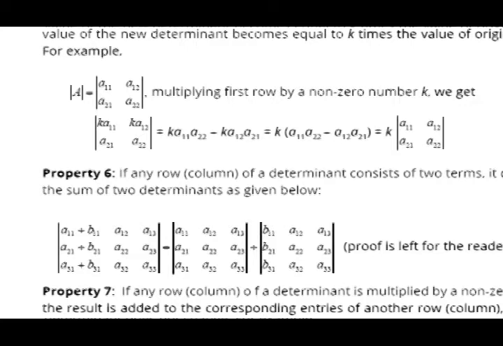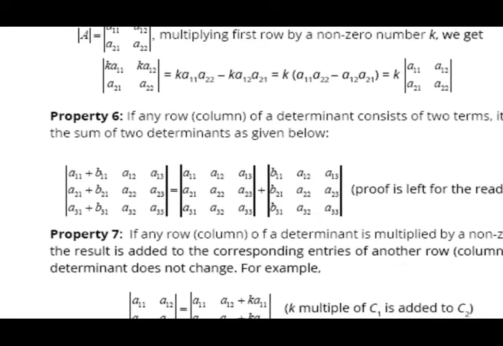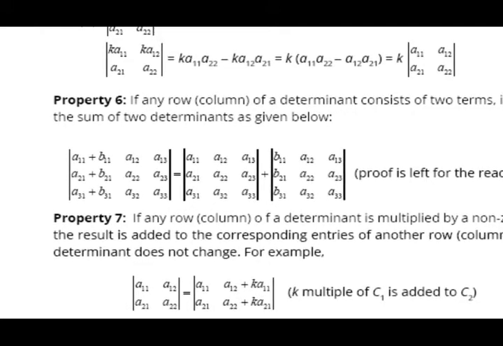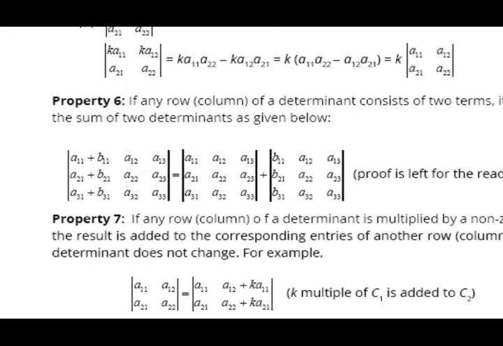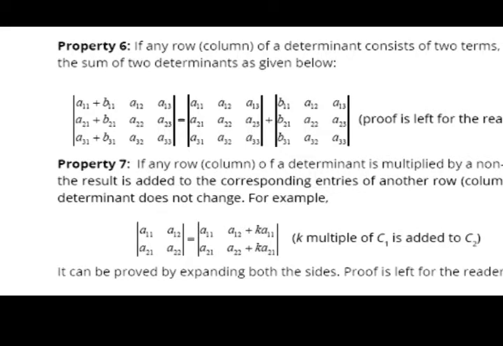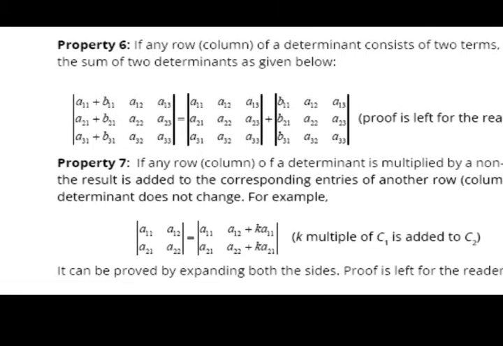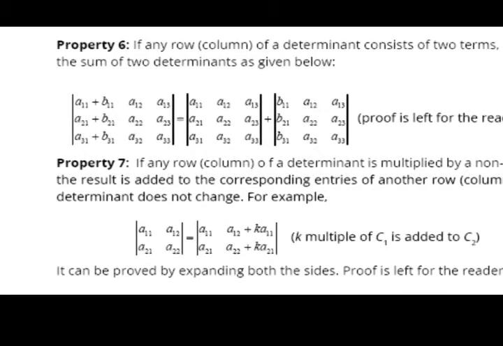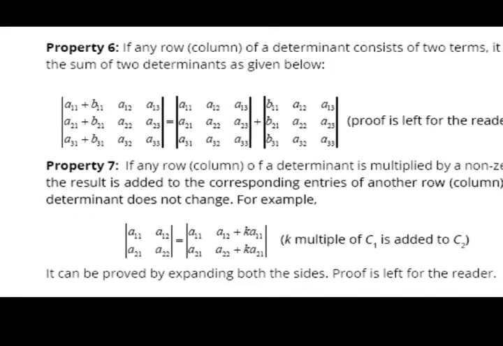Property 6. In the first column we have the sum of two values and we write it as two determinants, and from the first column we write a in the first determinant and b in the second determinant. Property 7. If we multiply any column by k and add it to any other column, the determinant of both of these is the same.